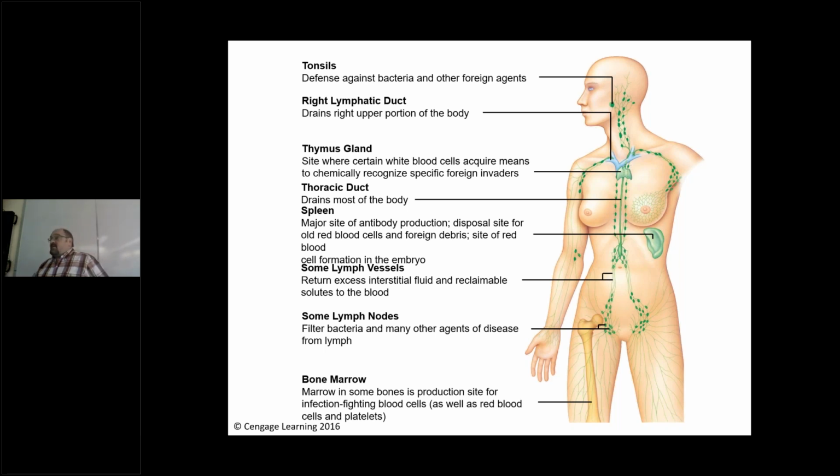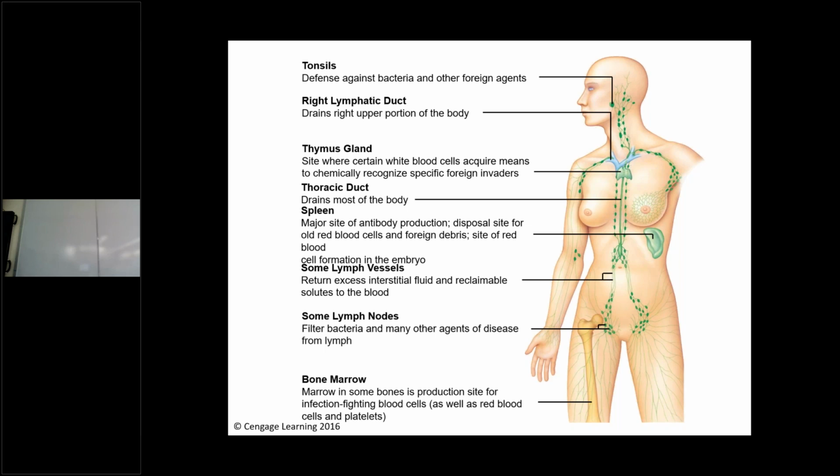You probably went to the doctor and they palpated, they touched your neck or underneath your armpit and said, hey, you've got some swollen nodes, right? You're fighting some type of infection. That's because these nodes interact with the different types of microbes that could make you sick. That's their response. That's their job.